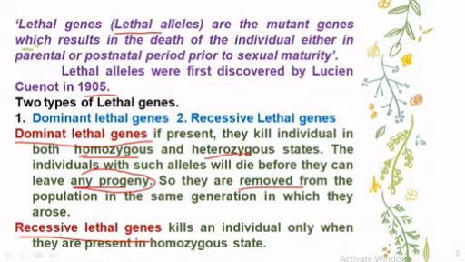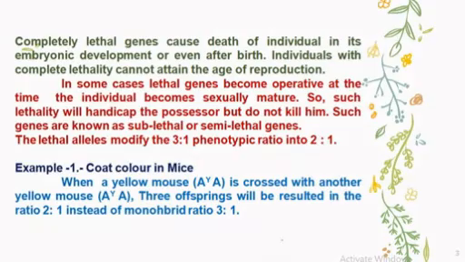Now what are recessive lethal genes? They kill an individual only when they are present in the homozygous state. So recessive lethal genes must be present in the homozygous state, and only then can they kill the organism; otherwise the organism will survive. So they are called recessive lethal genes. Now we will see some other facts about lethal genes.